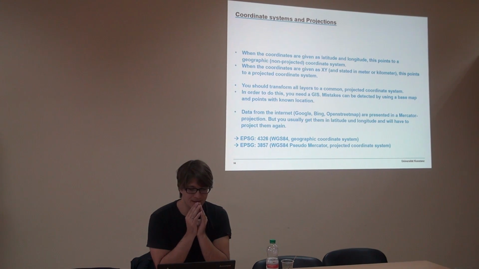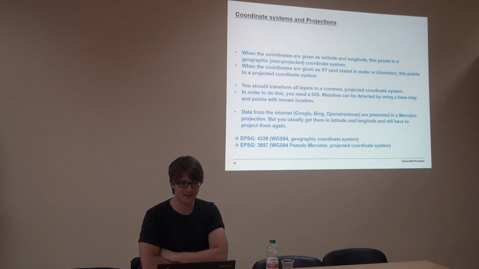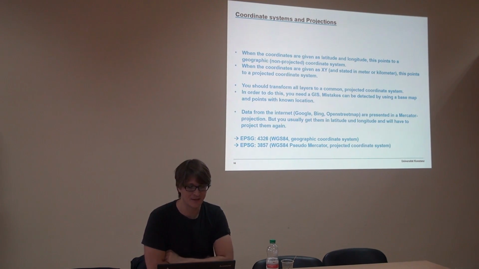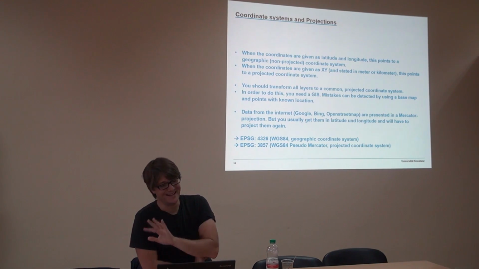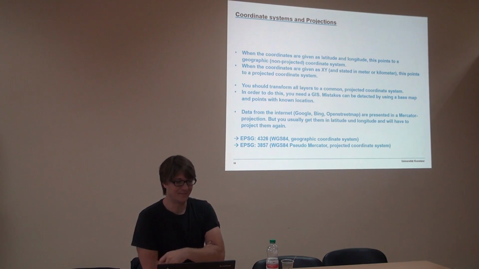The data from the internet is presented in the Mercator projection, but when you download the data, you usually get it in latitude and longitude, which points to a non-projected coordinate system. And then you have to project it again.